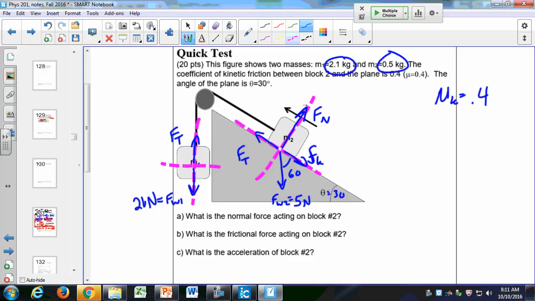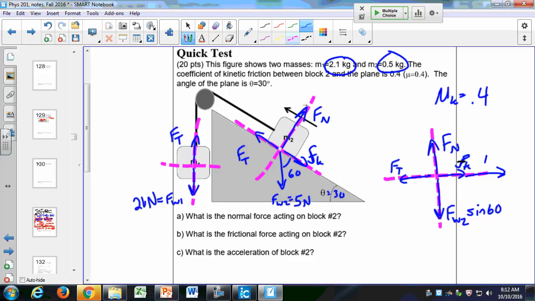Okay, now we take it step by step, and I lay it out here so that it helps you in the process. Now I'm going to resolve my vectors. I have Fn, I have Ft, Fk, and we need to resolve our weight vectors. So this will be Fw2 sine of 60 and Fw2 cosine 60.